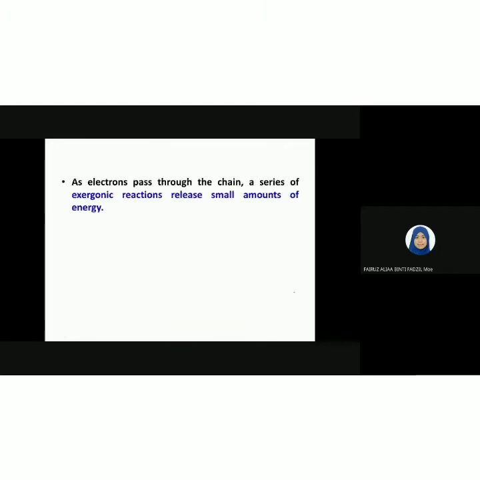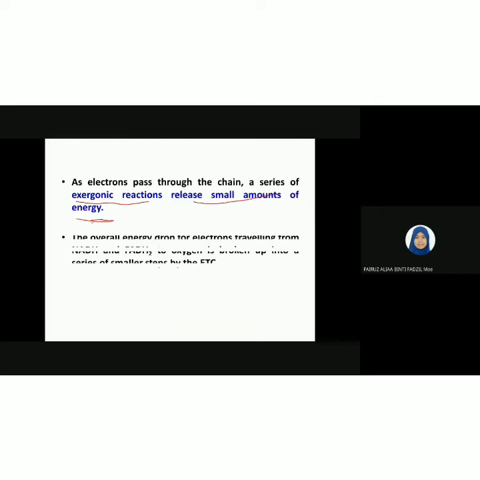So as electrons pass through the chain, a series of exergonic reactions will release small amounts of energy. As the electrons pass from one carrier to another, energy will be released from the electrons. So the overall energy drop for electrons traveling from NADH and FADH2 to oxygen, which is the final electron acceptor, is broken up into a series of smaller steps by the ETC.